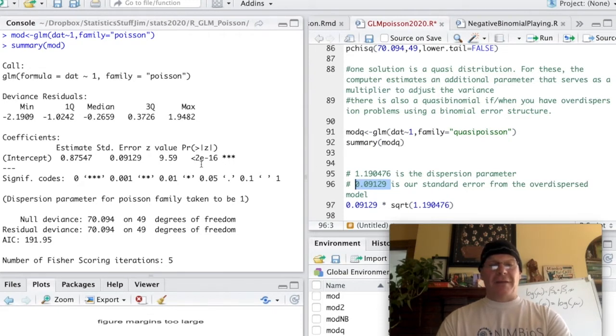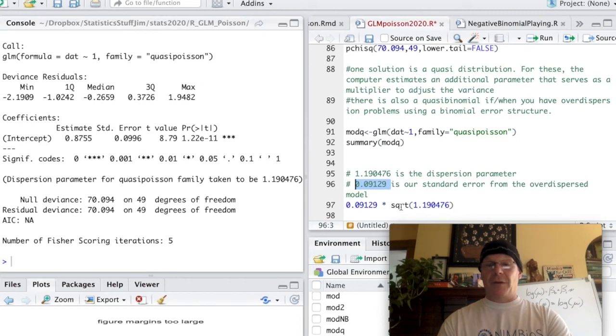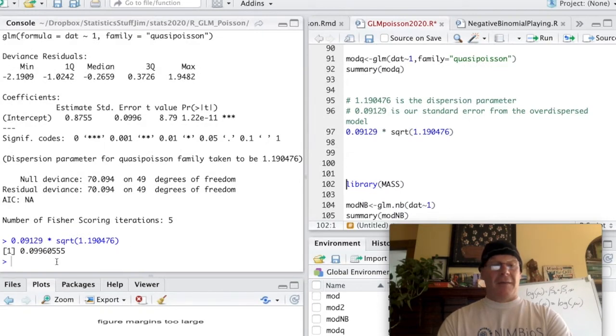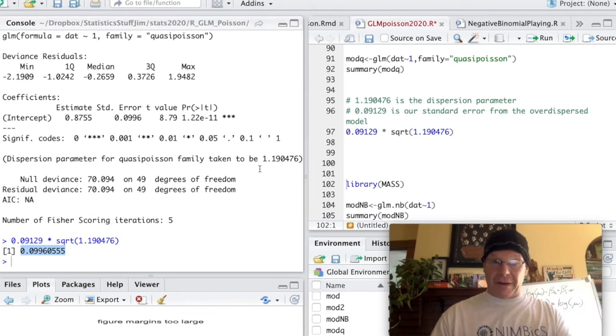So if I take that, standard errors are in what? They are in units of standard deviations. Deviance is in units of variance. And so we'll take the square root of our dispersion parameter, and we'll multiply that by the standard error of the original Poisson model. And what we end up with, as you see here, is the same value. So basically that's what the computer is doing behind the scenes: it's estimating the dispersion parameter, and then it's taking the standard error of the straight-up Poisson model and multiplying that standard error by the square root of the dispersion parameter, and that's giving us our new standard error.